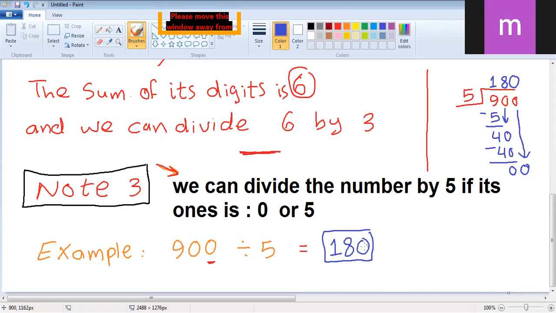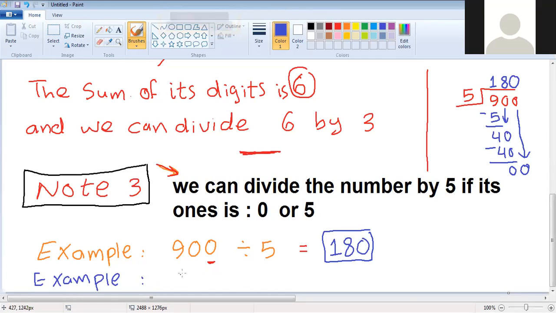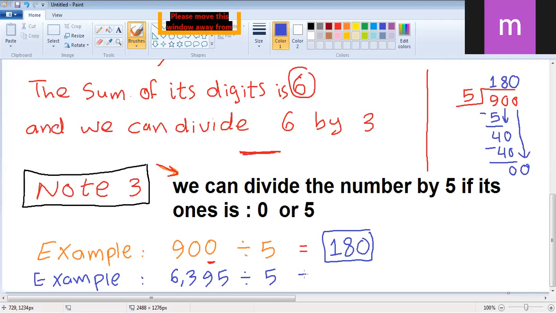So we can divide any number by 5 if and only if its ones digit is 0 or 5. Another example here: 6,395. We can divide it by 5. It's only for example. Okay, thank you, Yusuf. You're welcome.